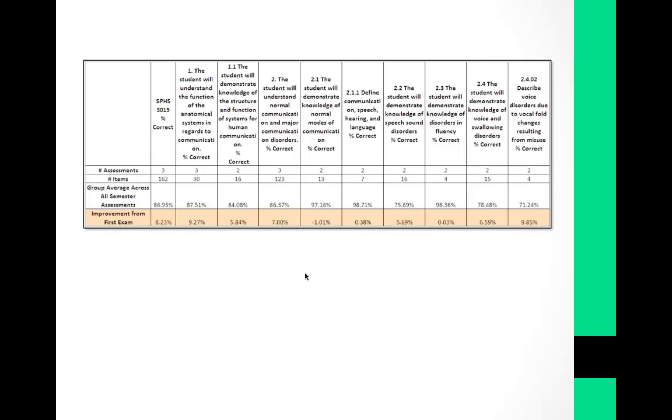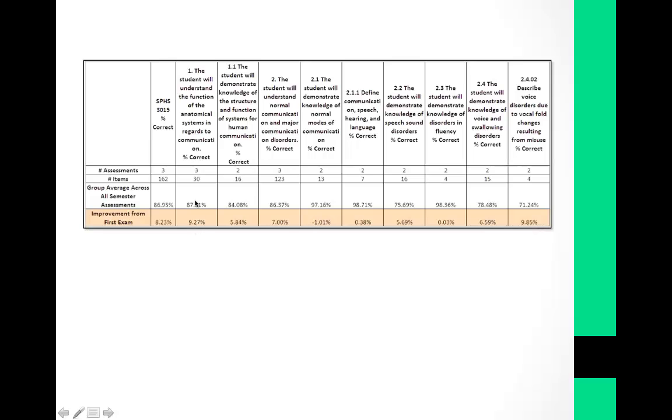Oh, there it is. That is the one. So here we are in the class. We had 3 assessments. This one was over 2 assessments. So here was the one: the student will understand the function of the system with regard to communication. We had 30 items that covered that, and the score for the whole semester was 87.51 in that category. And then you see we improved 9%.